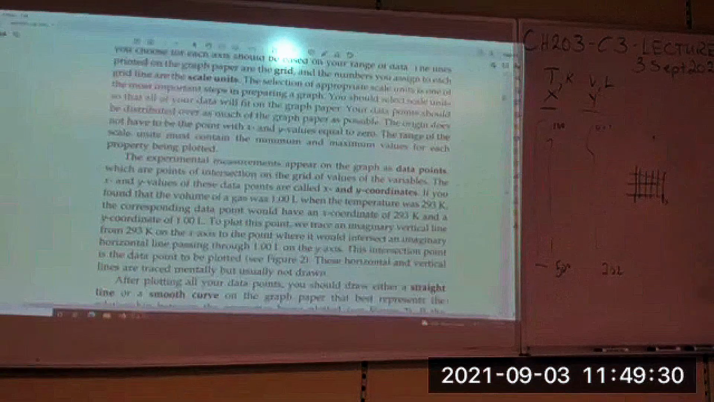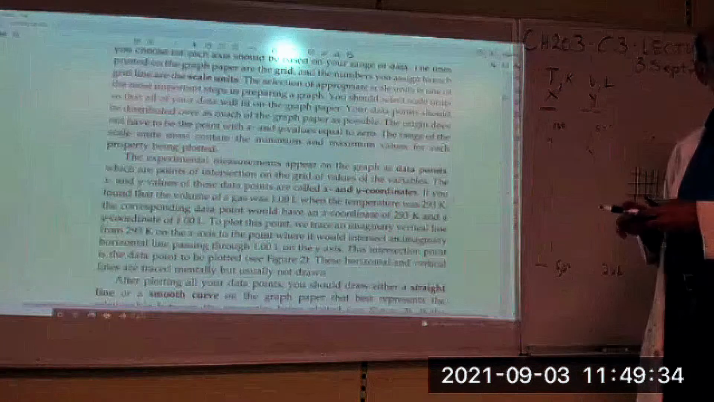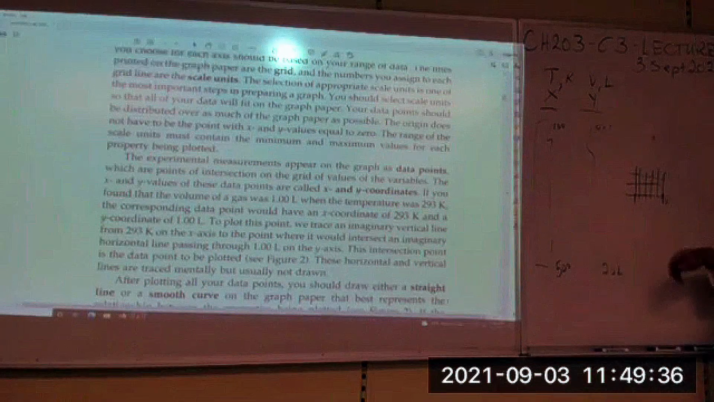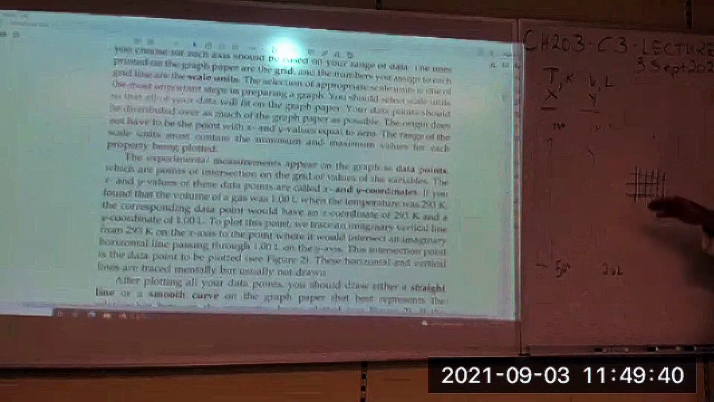Sometimes it's unavoidable, but you want to minimize the chances of error, and that's one of the ways to do it. So you need your major units and the size of your minor units.